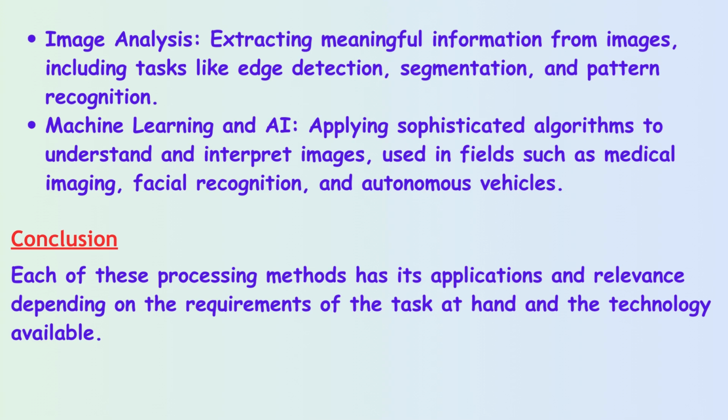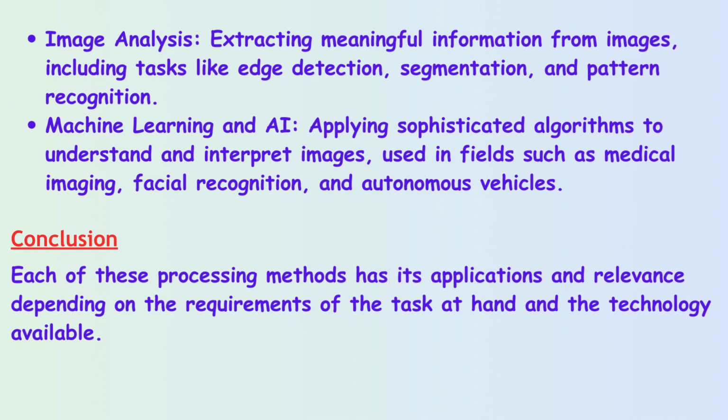Image analysis, extracting meaningful information from images, including tasks like edge detection, segmentation, and pattern recognition. Machine learning and AI, applying sophisticated algorithms to understand and interpret images, used in fields such as medical imaging, facial recognition, and autonomous vehicles. Conclusion. Each of these processing methods has its applications and relevance depending on the requirements of the task at hand and the technology available.